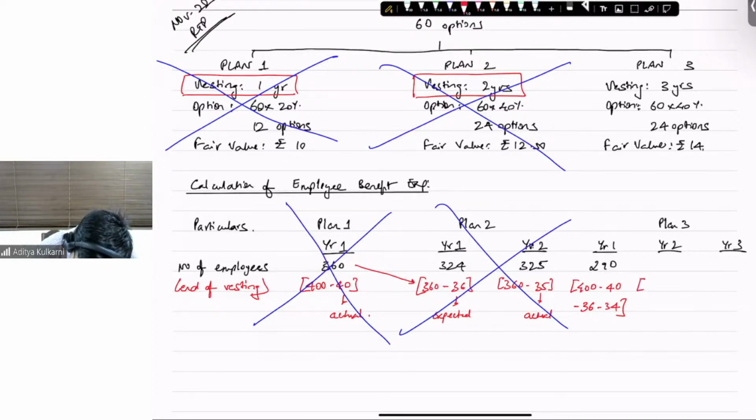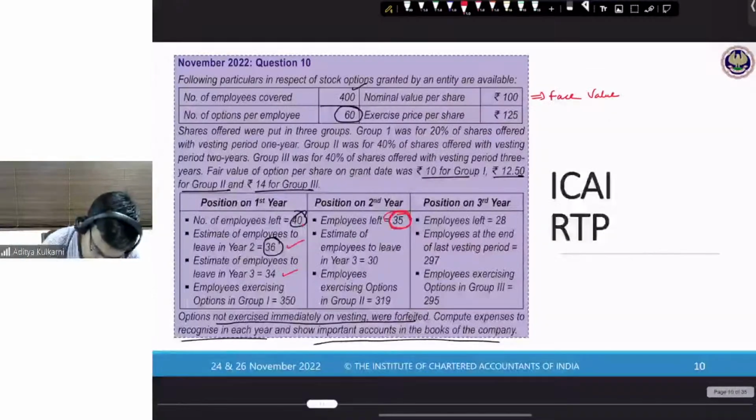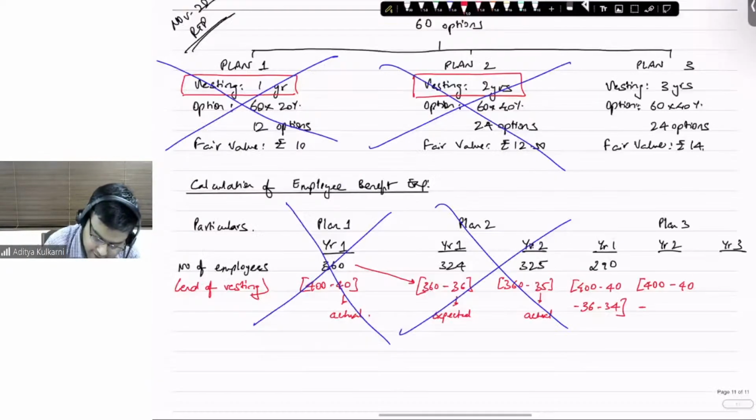See, in year 2, the stock option plan began with 400 employees. Out of 400, 40 left in year 1. Actual, मेरे को मालूम है. I am in year 2. I know how many left in year 1. So this is not an estimate. End of year 2, what do I know? Do I have to estimate the number of employees leaving in year 2? Sir, क्यों करना है estimate? मेरे पास तो actual है ना. What is the actual? Sir, actual employees left is 35. So here I will have minus 35.